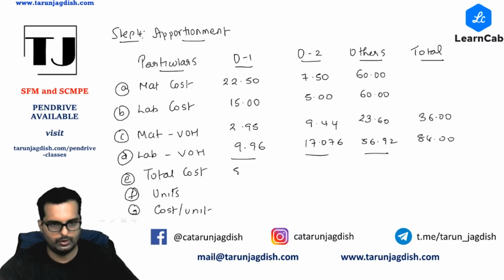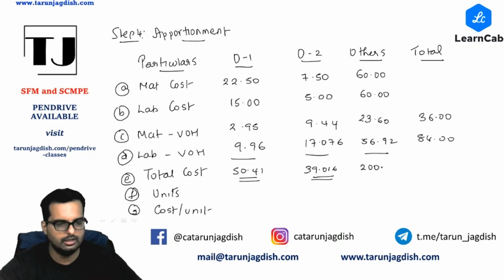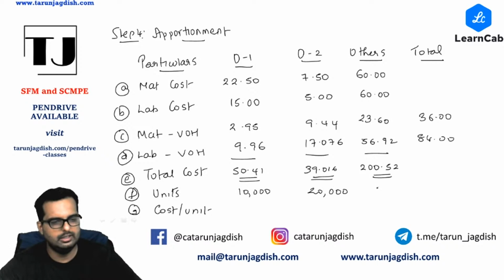That is 50.41 for the first one. Second one would be 39.016. The last one is 60 plus 60 plus 23.6 plus 56.92, that is 200.52. So here we are having how many units? 10,000, and here we are having 20,000. This one we can find out, but actually that is not relevant.